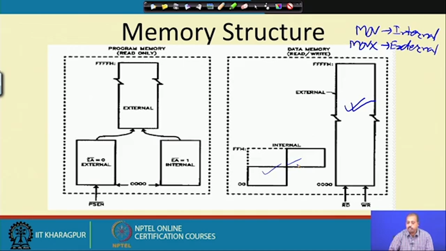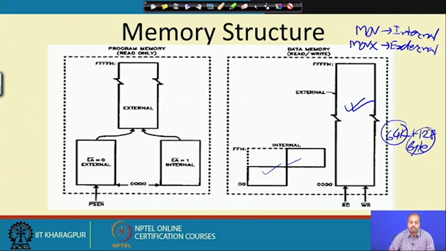Okay. So, in some sense I can say that the total data memory that 8051 will have in that case is 64K external plus the 128 bytes internal. So, that is the total data memory we can have.